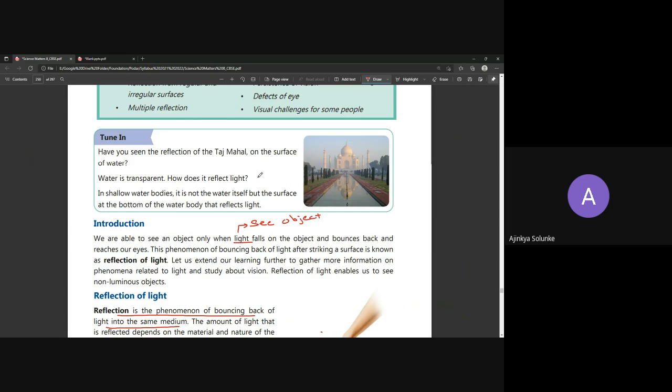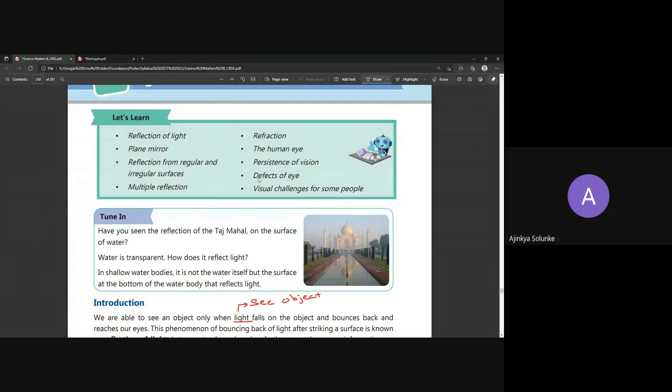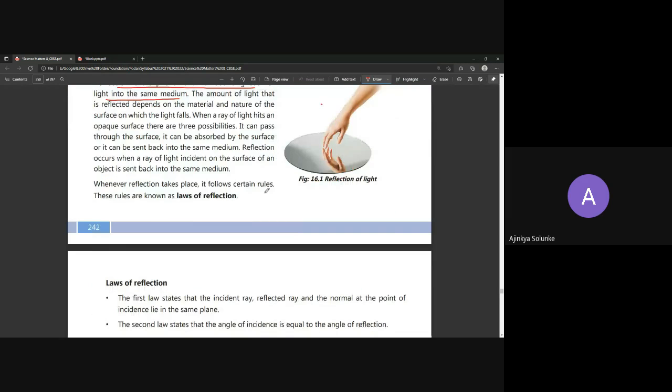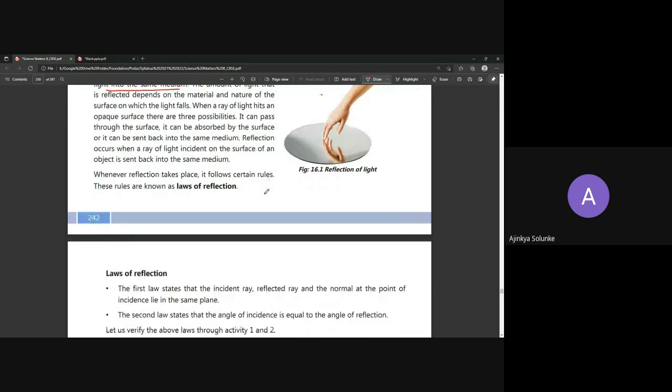Okay, so this whole section is about reflection only. There is a very little part of refraction, just one paragraph, and the later part is about our human eye. So the major part is about reflection. So let us see what the laws are.